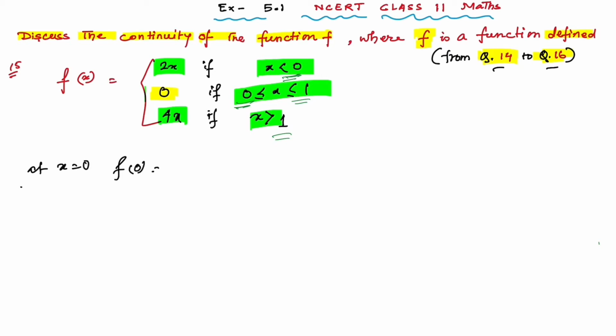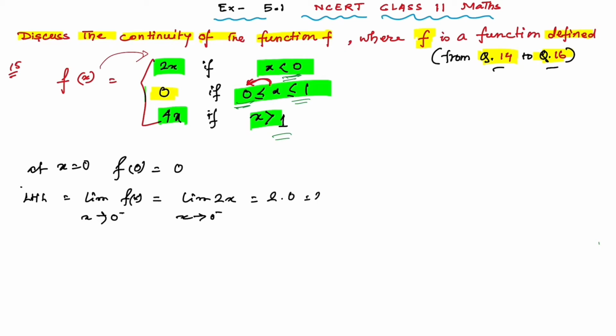At x equal to 0, f of 0: we know that in both cases, x greater than 0 and equal to 0, f of x is given by 0. So, f of 0 is 0. Now, the left hand limit of f of x as x tends to 0 negative. For x less than 0 we have f of x as 2x. So, the limit of 2x as x tends to 0 negative, replacing x by 0, 2 into 0, is going to be 0.